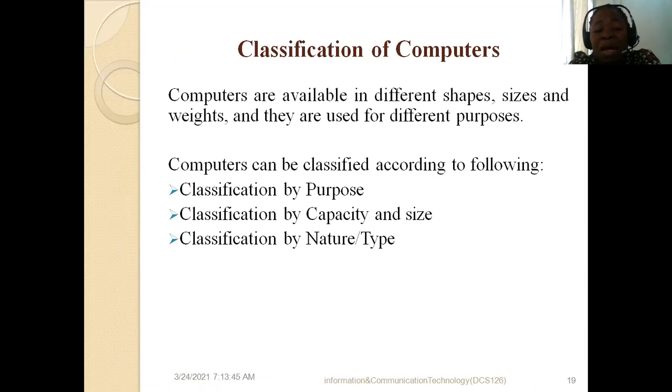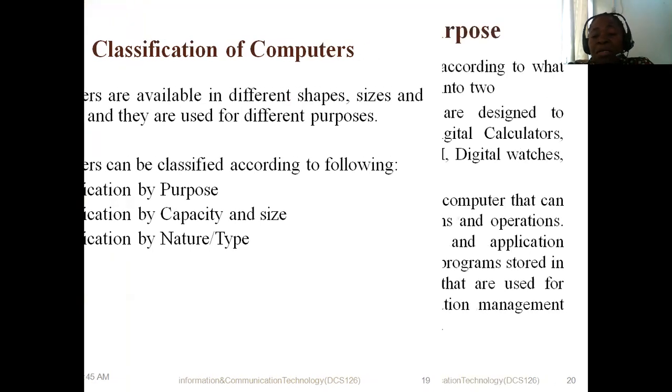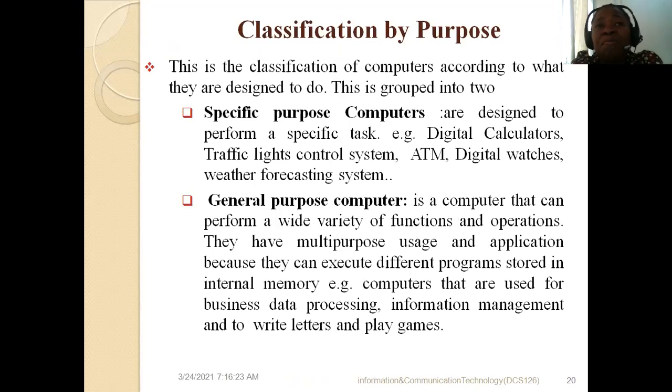Now let's move on to classification. Computers are available in different shapes, sizes, and weights, and they are used for different purposes. And based on this, we classify computers into three different classifications. One is by purpose, by capacity and size, and by nature and type. Computers are classified. Let's take the first one, by purpose. Here we are saying what exactly a computer is designed to do. So we can classify computers according to what they are designed to do.